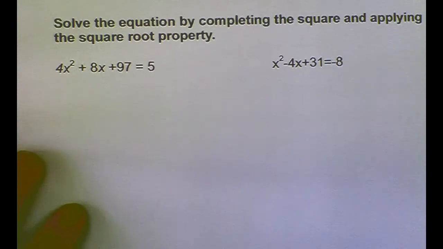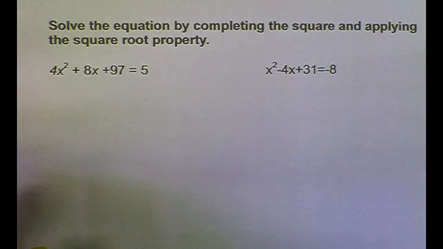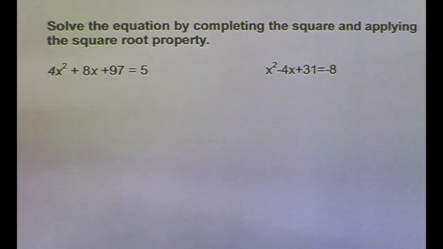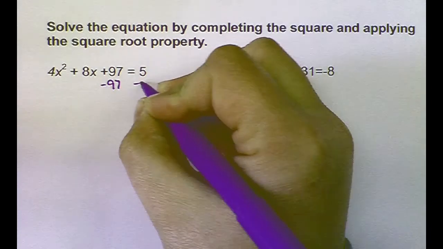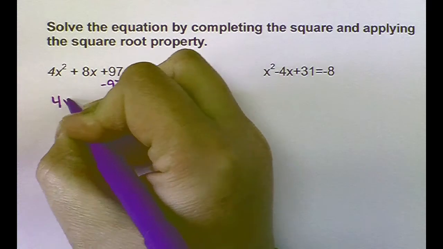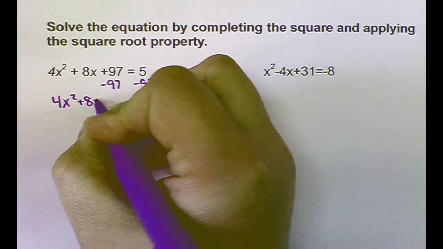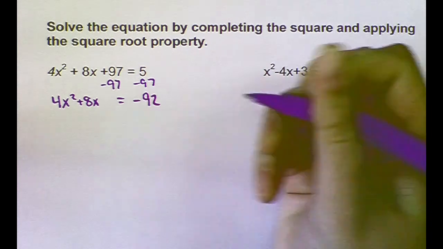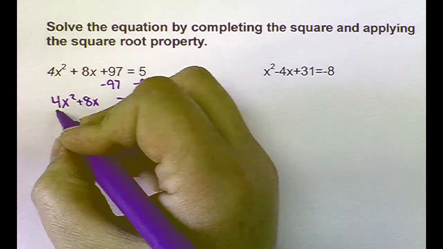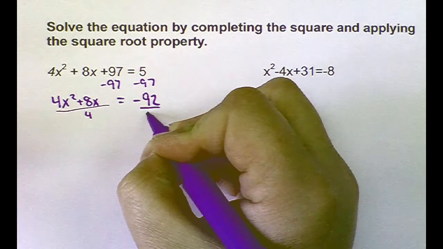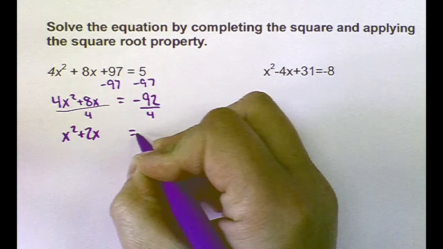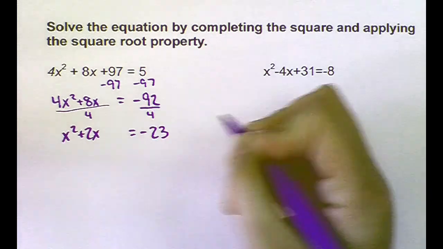We can also complete the square and use square root property in this type of problem. So the first step, get the x's alone, subtract that 97 over. We have 4x squared plus 8x equals negative 92. Well, I have a coefficient on the x squared still, so I'm going to divide everything by 4. I have x squared plus 2x equals negative 23.